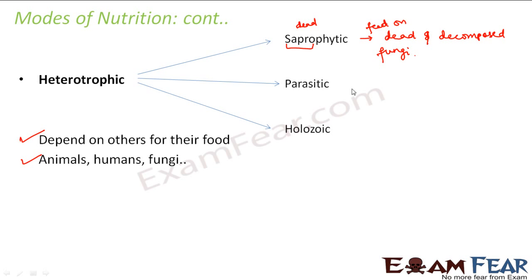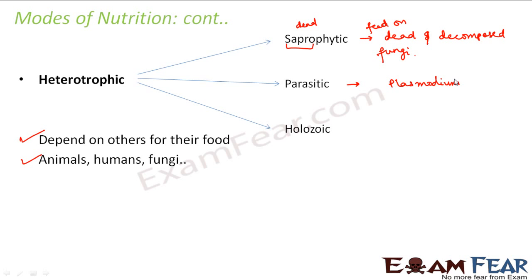Examples of parasitic would be Plasmodium, the malarial parasite. What is malarial parasite? Malaria is generally caused by a mosquito bite. So what happens when the mosquito bites us? It actually transfers this Plasmodium parasite into our blood. So now the Plasmodium parasite stays inside our body. It gets its nutrients from our body and causes a disease called malaria.